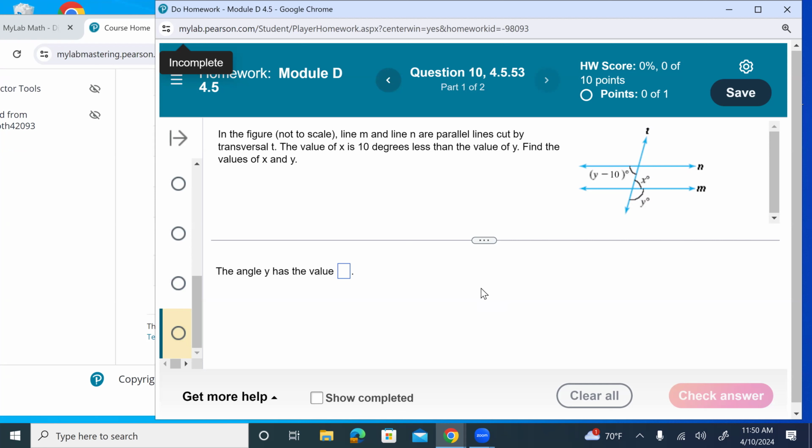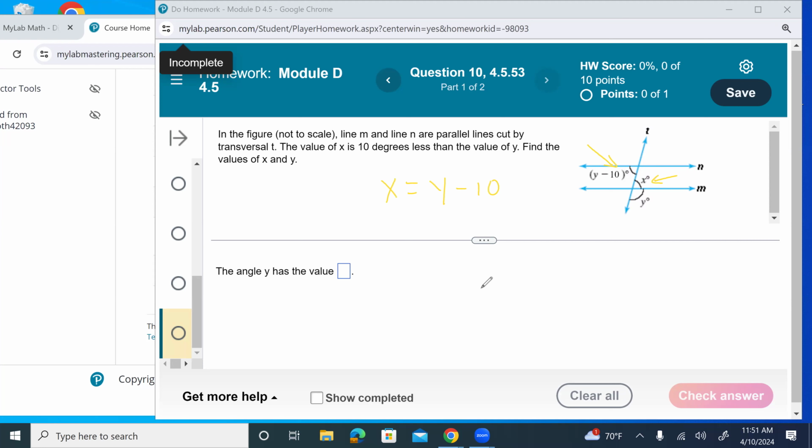In that figure, M and N are parallel lines. So you see the two horizontal are parallel lines cut by this transversal T. The value of X is 10 degrees less than the value of Y. And where can you see that in the picture here? Those two angles are called alternate interior angles. They're the same amount. So I know that X equals Y minus 10.